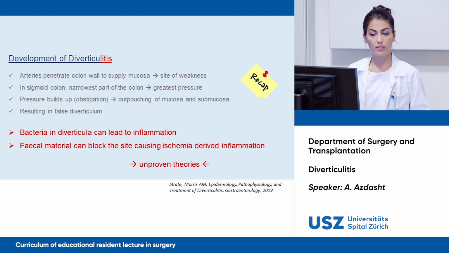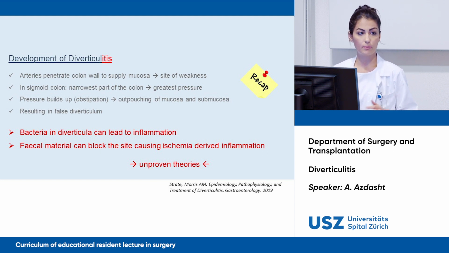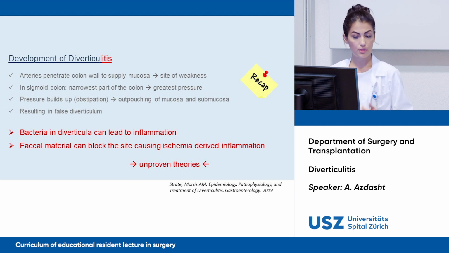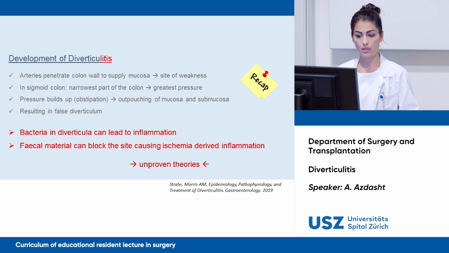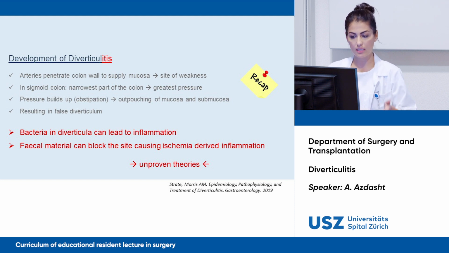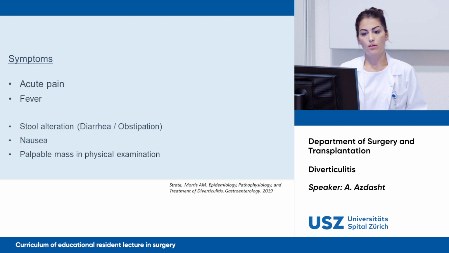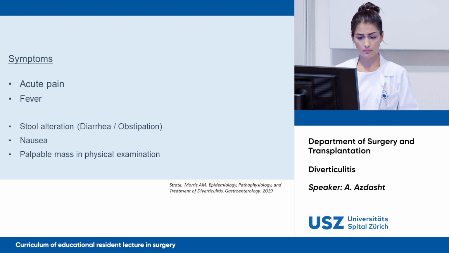So concerning the development of a diverticulitis, we find bacteria in the diverticula that could lead to inflammation. Another theory as well is that fecal material blocks the site of the diverticula, causes an ischemia, and then subsequently an ischemia-derived inflammation. But as I said, these are theories that are unproven yet. Regarding the symptoms, we find acute pain as well as fever, and we can also have stool alterations like diarrhea or obstipation.